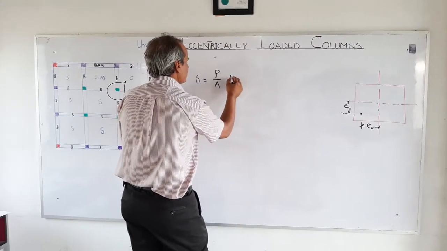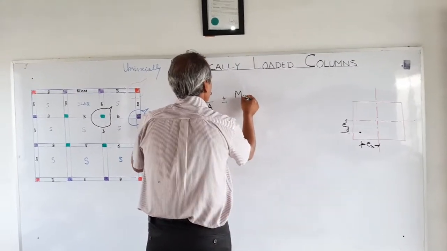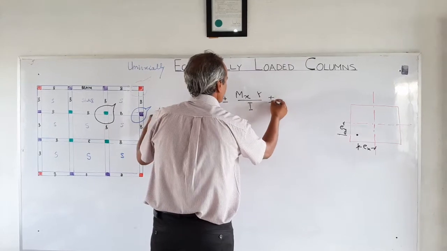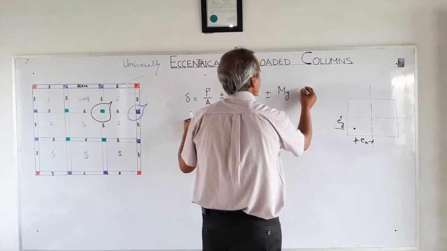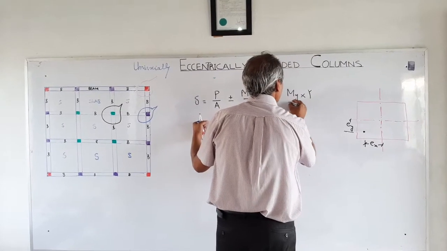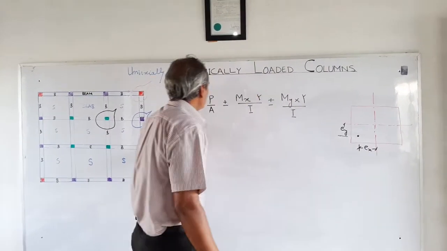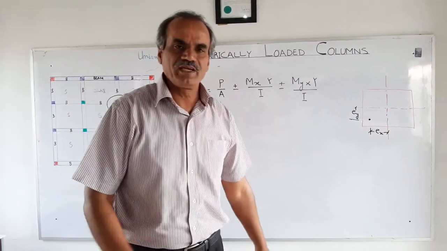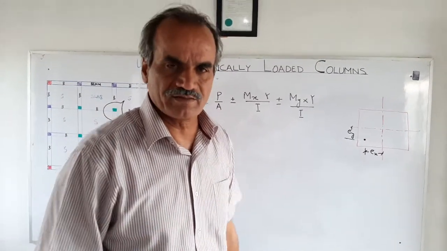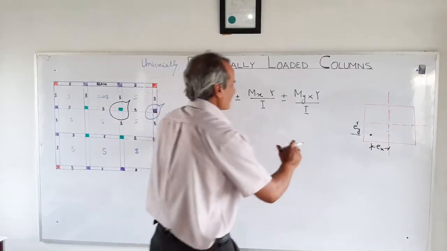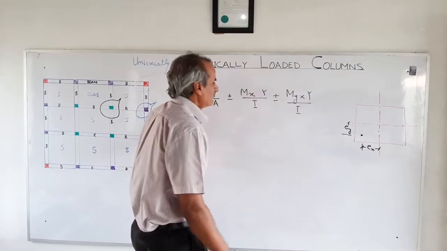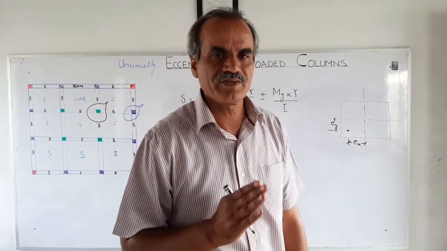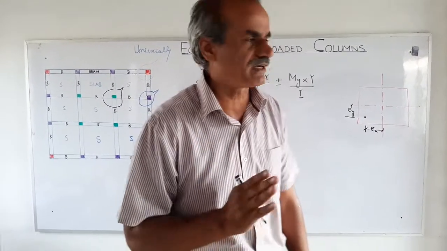Then the second part will be plus minus Mx into y divided by I, and plus minus My into y divided by I. Now the direct stress component of this equation is being added to or subtracted from, keeping in view the eccentricity over here, because the eccentricity is not only from one axis, whereas it is from both the axes, that is x-axis and y-axis.